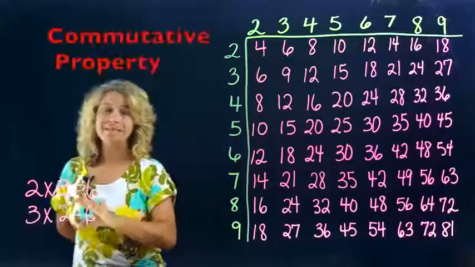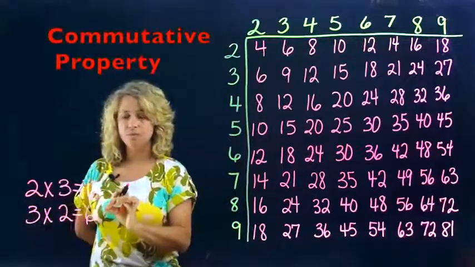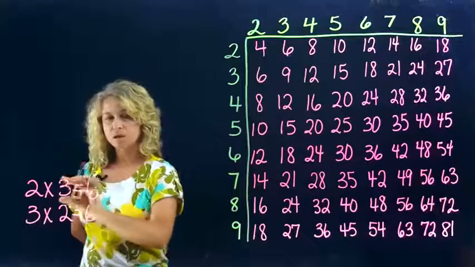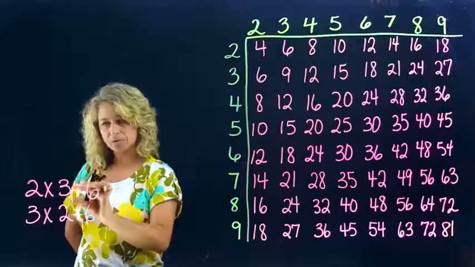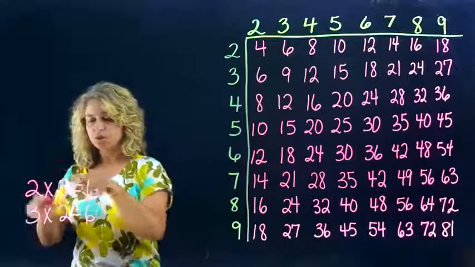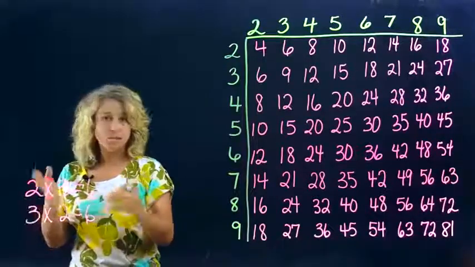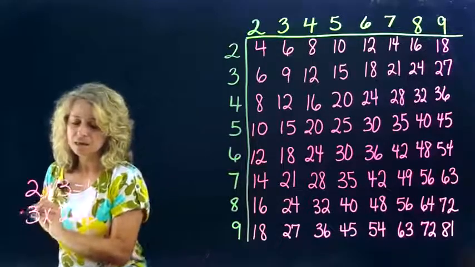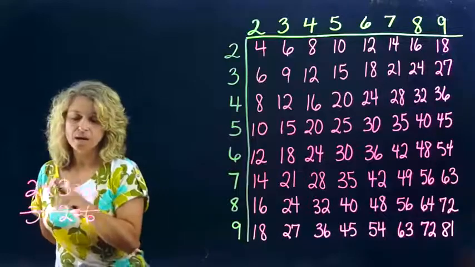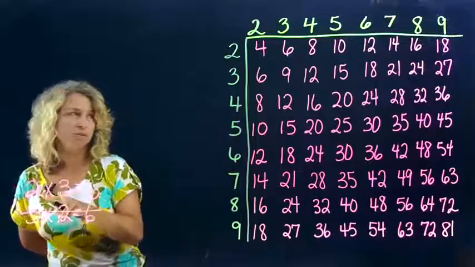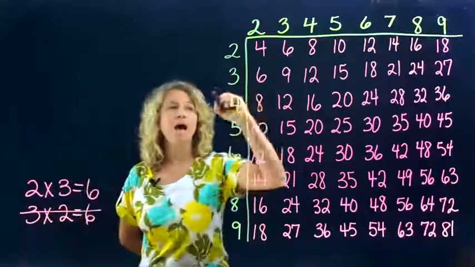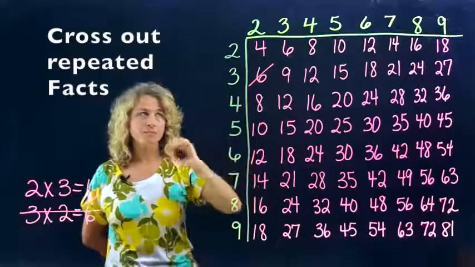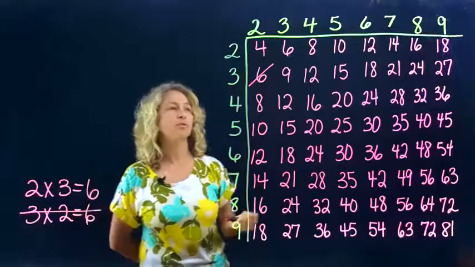This, boys and girls, is the commutative property. It's the same product regardless of the order of the factors. So do you see that they're just reversed? Do we need to learn it both ways? Not really, because it means the same thing no matter which way we put the numbers. So I'm going to mark off this particular fact, and you'll get the hang of this as we go through.